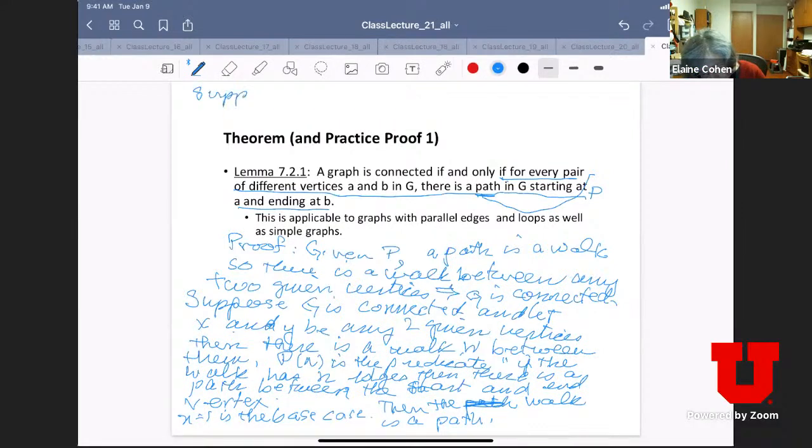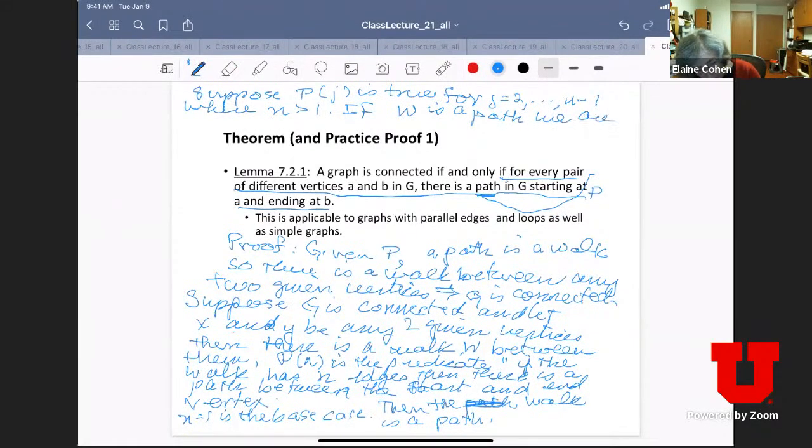Then we say, suppose P of J is true for J equal to 2 up to N minus 1, where N is greater than 1. We have to prove it's true for a walk of length N. If W is a path, we are done. So suppose it is not a path.